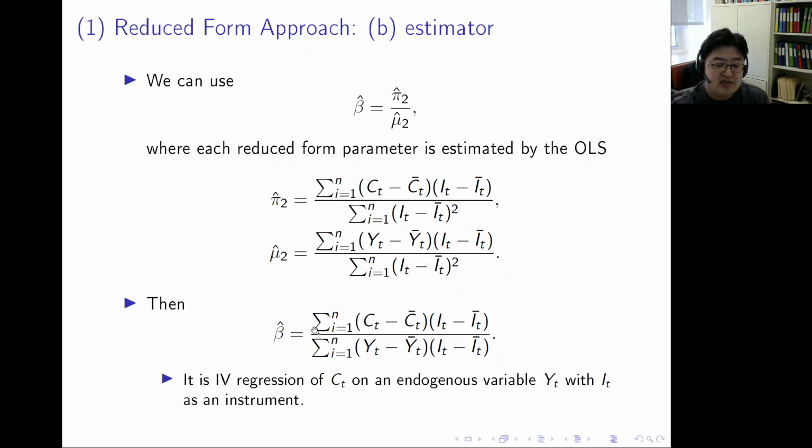And what you can realize is this is the IV regression estimator, an estimator for the IV regression model. So you can think of it as regression of consumption on the endogenous variable y, using investment as an instrument. Okay? So after very annoying algebra, the result is pretty simple, right? Which is good in the end, but it tells you that this approach is not an efficient way.